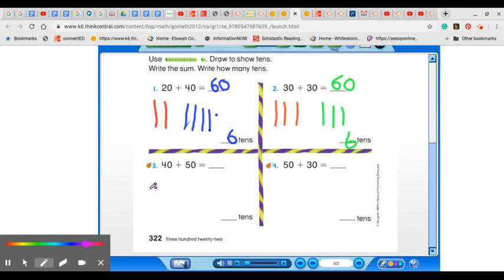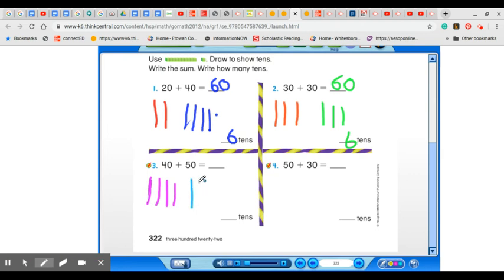All right, how many tens in 40? Very good, there are 4. 1, whoops, there it goes again. I will learn how to do this one day. All right, let's fix this one. 1, 2, 3, and 4. Now we want to know how many tens did you draw for 50? I hope you said 5.